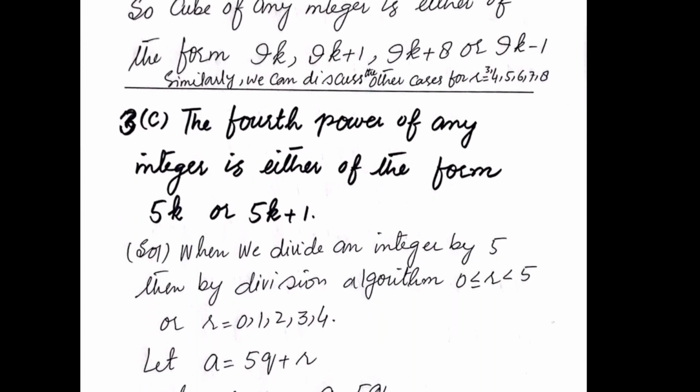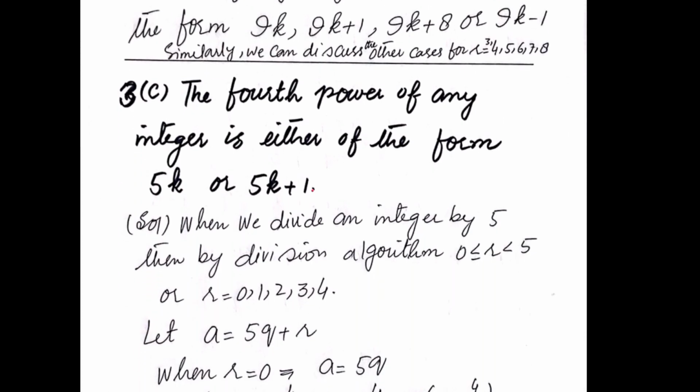Next, I am discussing question number 3c. The fourth power of any integer is either of the form 5k or 5k plus 1. When we divide an integer by 5, because now we have to prove the integer has the form 5k or 5k plus 1, so we will divide the integer by 5. So when we divide the integer by 5, then your remainder will always lie between 0 and 5. So the possible remainders are 0, 1, 2, 3, 4.